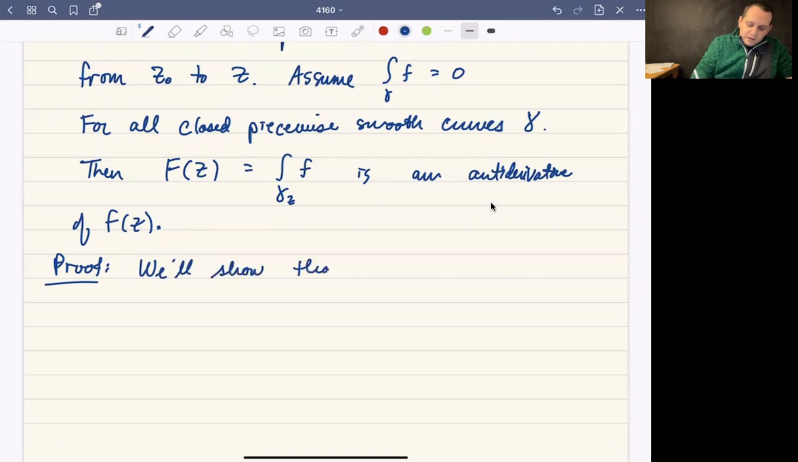that capital F prime is equal to little f. And actually, I just want to emphasize what we're really going to show. We're going to show that this is equal to 0. Capital F prime of z minus little f of z is 0, and therefore they're equal.